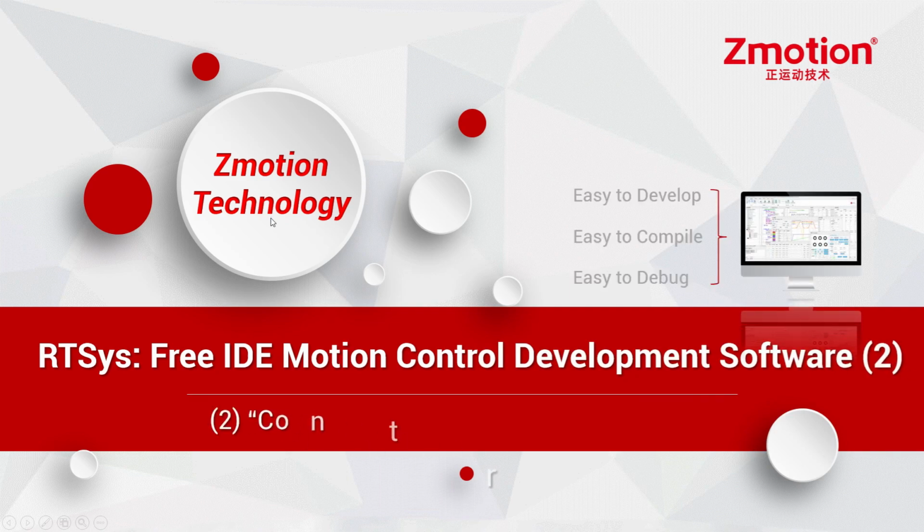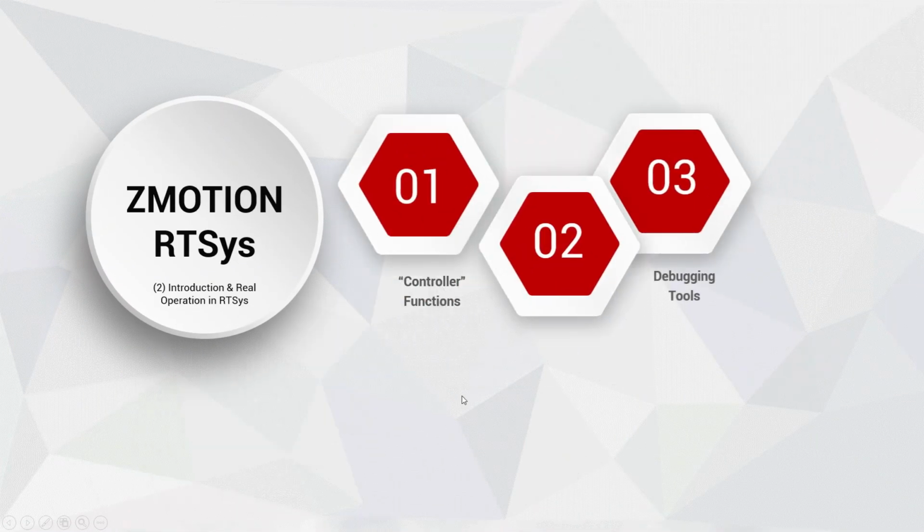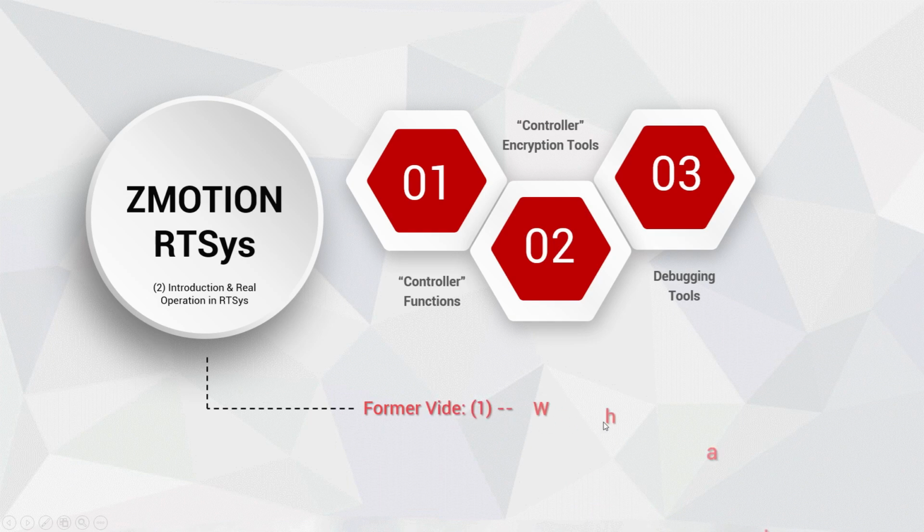In the last video, we have already learned basic information about RTSys. RTSys is one free IDE development software for industrial control. Together with our Zmotion motion controllers, you can achieve one-stop-shop development directly. It can develop, compile and debug. For what RTSys is and how to use it, please refer to the former video or the RTSys page on the Zmotion website.